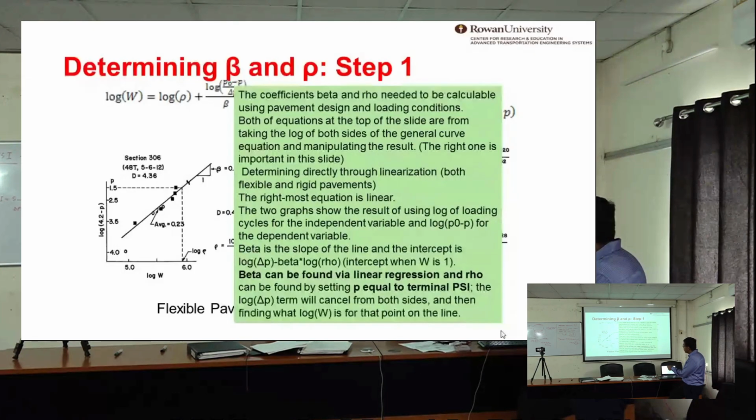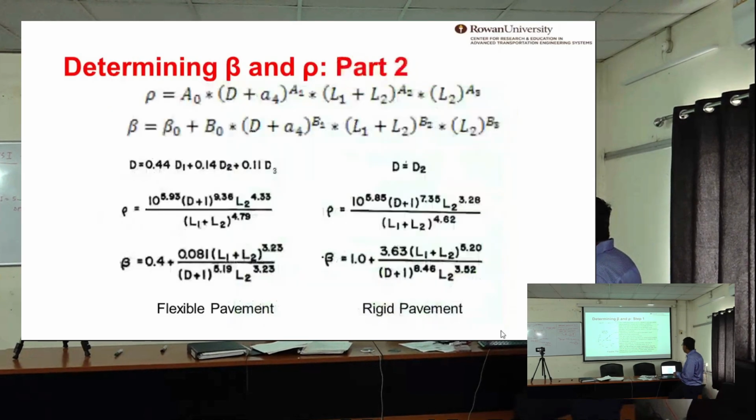Beta is the slope of this line, and the intercept is log of rho minus beta, the intercept when W is 1. So when log of W is 0, that means W is 1 right here. Right? That's your intercept right here. Okay, beta can be found via linear regression and rho can be found by setting P equal to terminal PSI. So that's simple. Let's look at this.